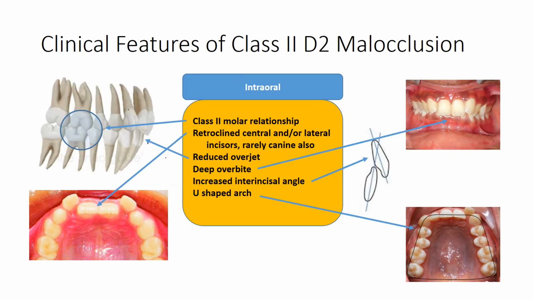Intraoral features of class 2 division 2 malocclusion: there is a class 2 molar relationship, and retroclined central and/or lateral incisors. Sometimes, rarely, even the canines are retroclined too. There's a reduced overjet. The overbite is normally very deep. The interincisal angle is increased, and the arch is usually a U-shaped arch.